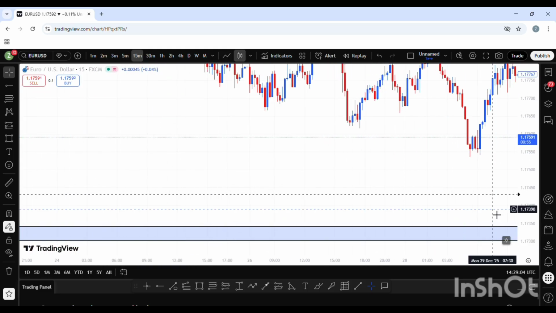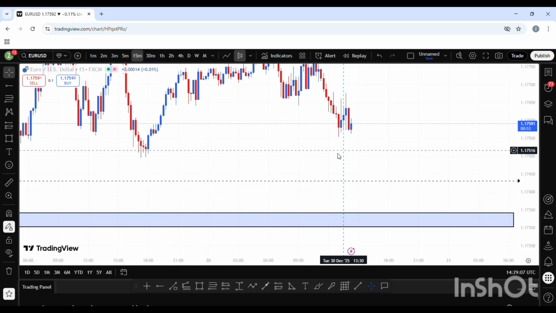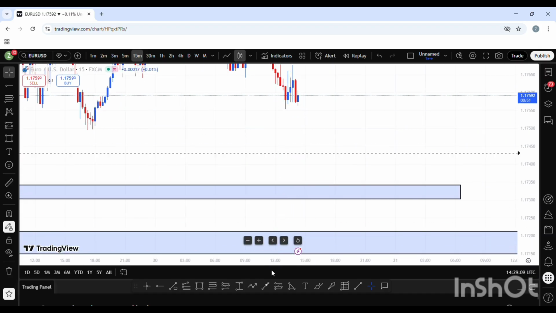So it's my hope that at least you have an idea or a clue on how to map out order blocks from what we've just mapped.